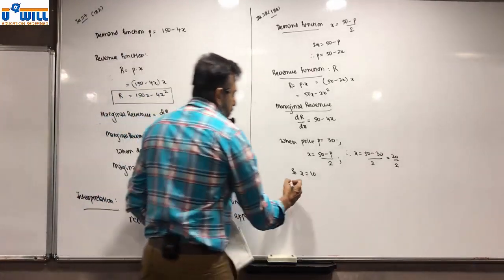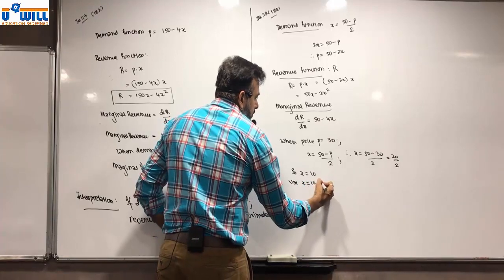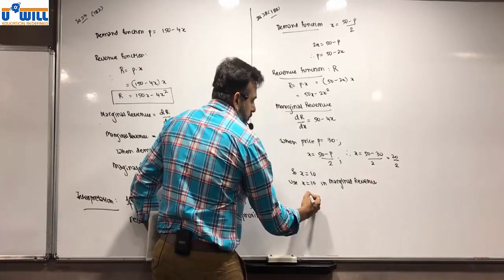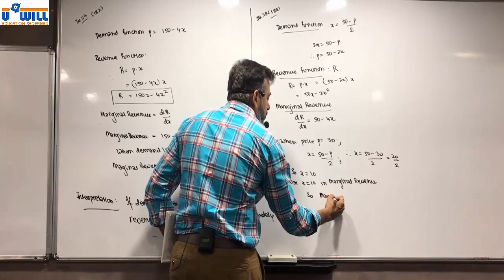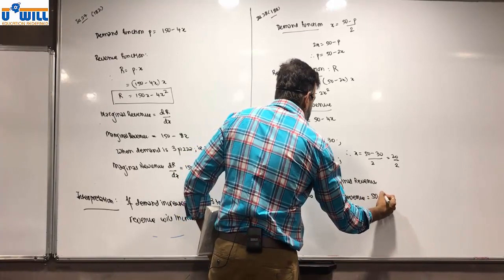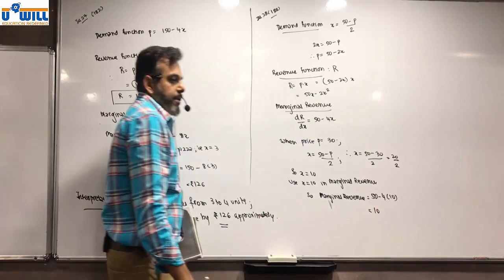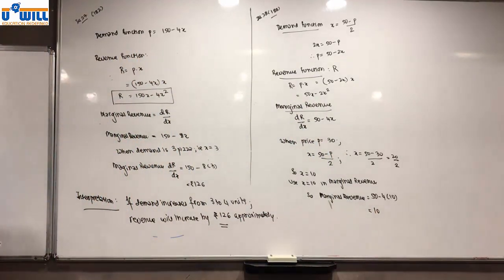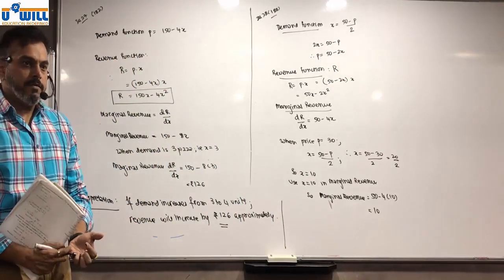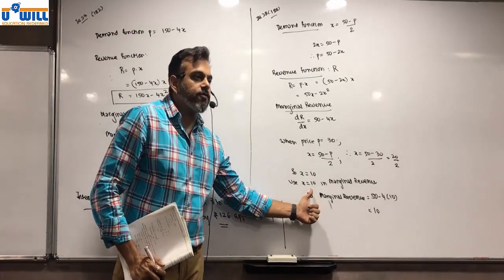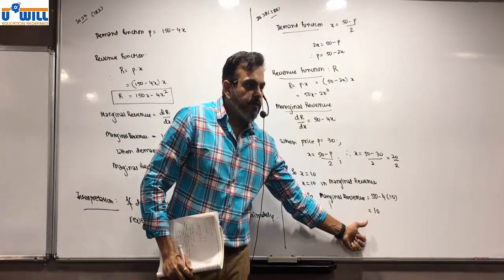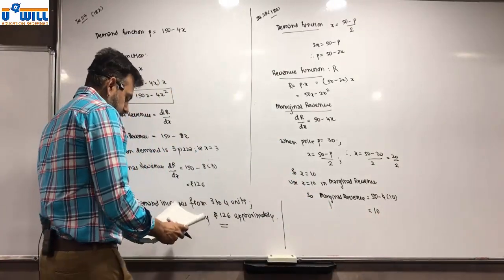Now we use x is equal to 10 in the marginal revenue function. So marginal revenue is equal to 50 minus 4 into 10, which is equal to 50 minus 40, which is 10. So we interpret it. What's the interpretation of this? When units increase from 10 to 11, the increase in revenue is approximately 10. Understood this? Write the interpretation.